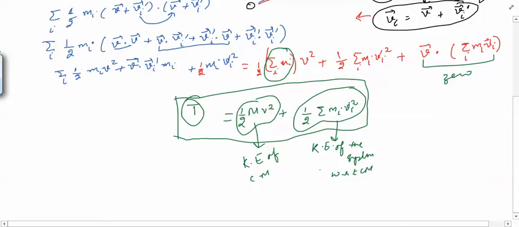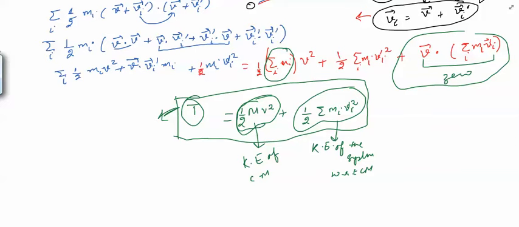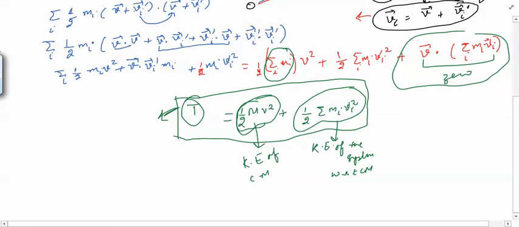So you can see that the total kinetic energy of the system is equal to the kinetic energy of the center of mass plus the kinetic energy of the system with respect to the center of mass. Now we are left to prove that this last term is 0. This is pretty simple. We have already done this, but let us do it again. How can we prove that this last term is 0?